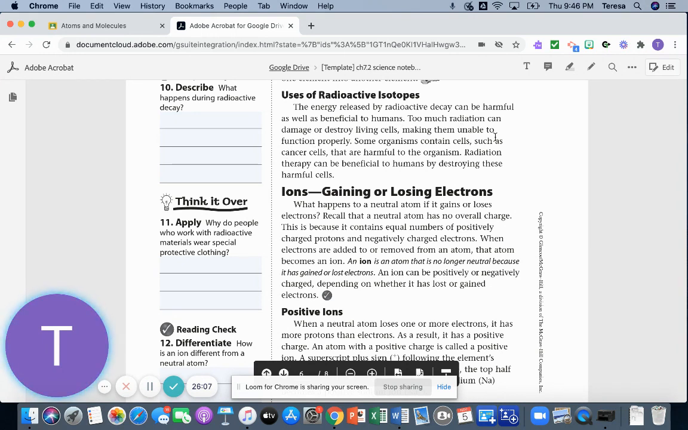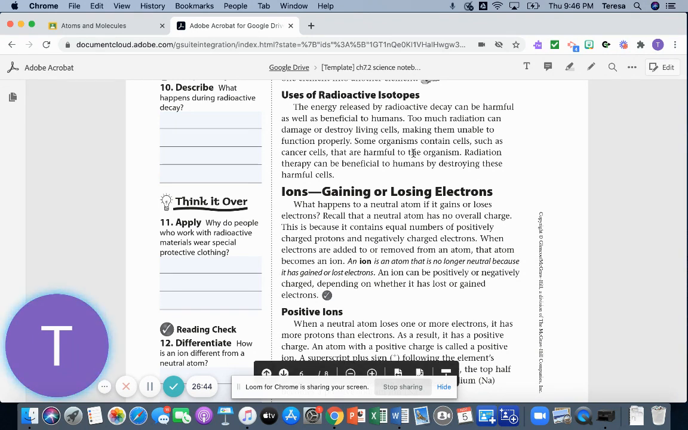Some organisms contain cells such as cancer cells that are harmful. Radiation therapy can be beneficial to humans by destroying these harmful cells. So if an individual has cancer and they have a tumor, that means there's a large number of cancer cells in one location. We can shoot radiation at that tumor, and that radiation will then destroy those cells. We shoot so much radiation that it actually destroys them.